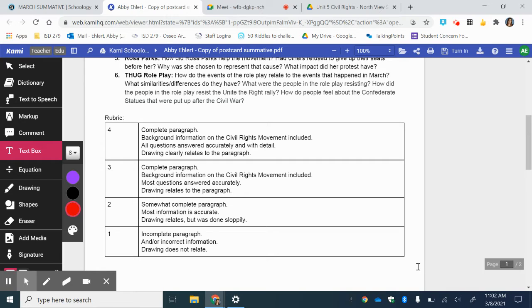Remember to use anything that you've learned from March, any of our assignments. You can use all of that to help you. You can go back and watch the videos. You can go back and look at assignments. All of that is free game to help you.